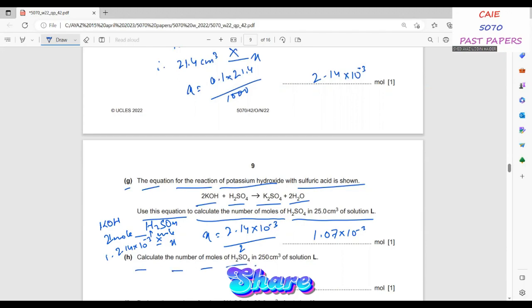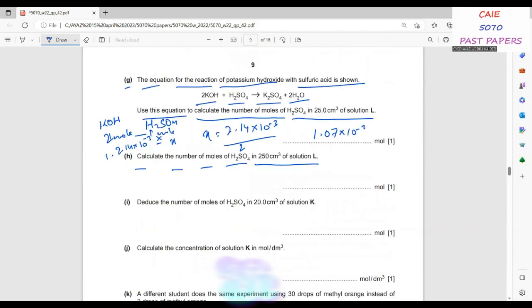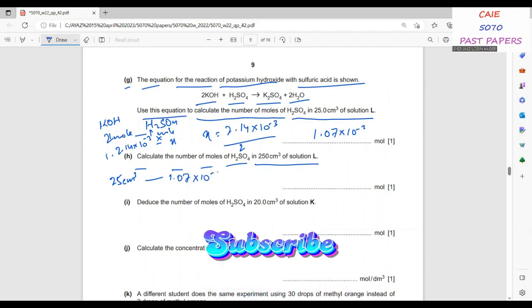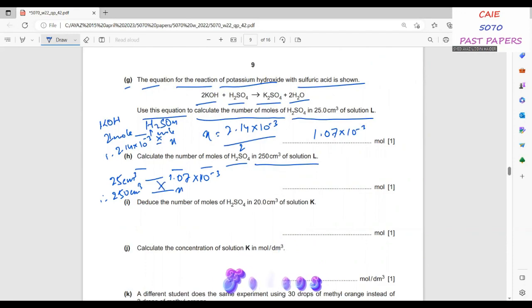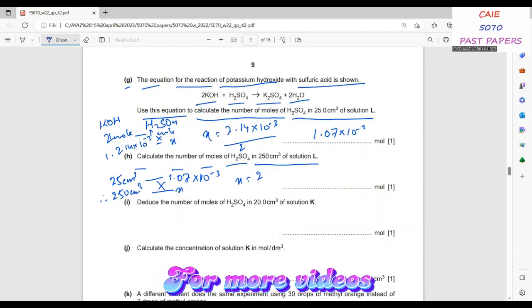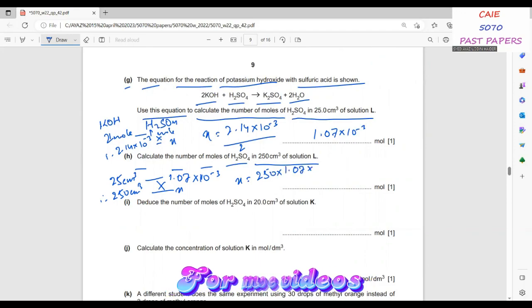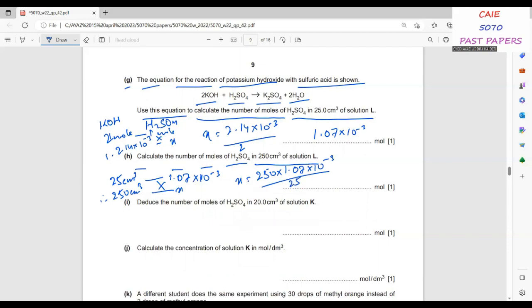Calculate the number of moles of H2SO4 in 250 centimeter cube of solution N. We have already calculated the number of moles in 25 centimeter cube. So you will write 25 centimeter cube contains 1.07 into 10 raised to the power minus 3. Therefore, 250 centimeter cube contains X moles. So X equals 250 multiplied by 1.07 into 10 to the power minus 3 divided by 25. 250 divided by 25 is 10, so you multiply 10 by 1.07 into 10 to the power minus 3. You will get 1.07 into 10 to the power minus 2, or you can write 0.0107.